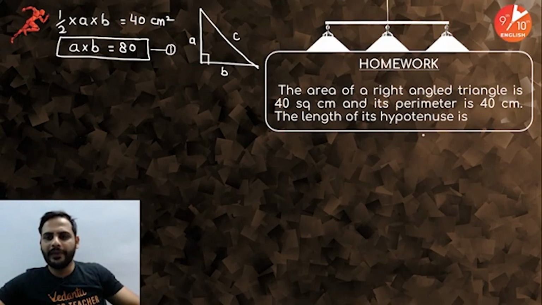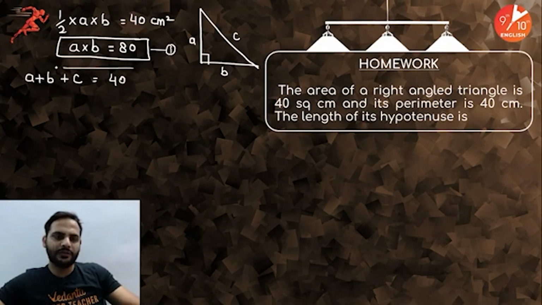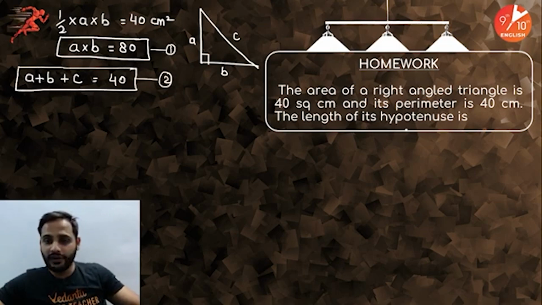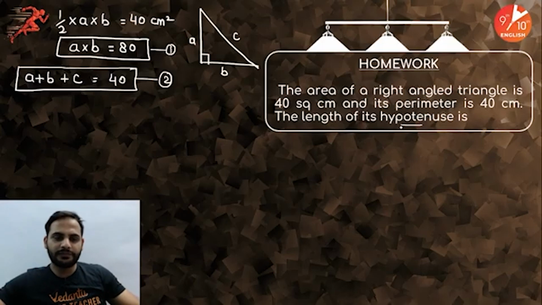Perimeter is 40 centimeter. Perimeter is sum of all the three sides. So A plus B plus C is equal to 40. This is my second equation. And now we need to find out the value of hypotenuse. That means we need to find out C. So by doing something we need to find out the value of C.